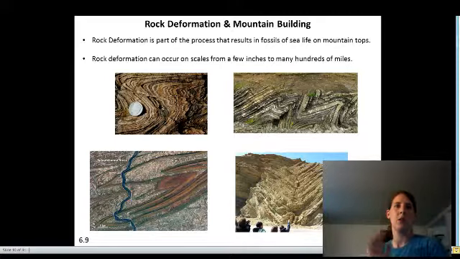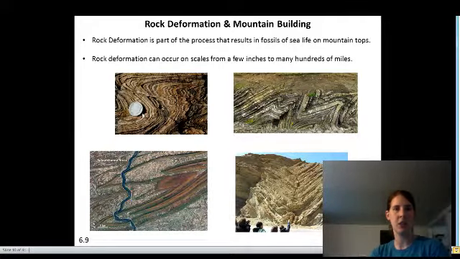Okay, so when we talk about that, we need to understand rock deformation and the mountain building process. Rock deformation is part of the process that actually results in this sea life on mountaintops. Rock deformation can occur on scales from just a few inches to hundreds of miles.